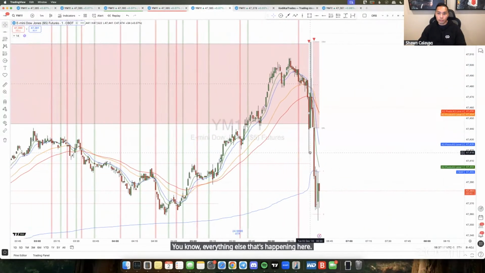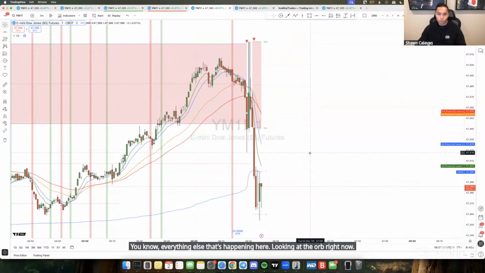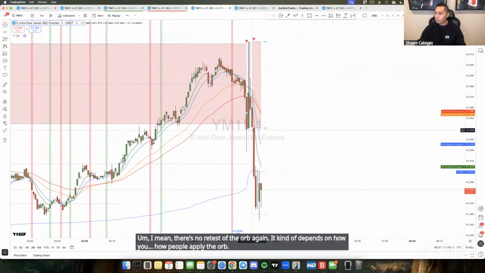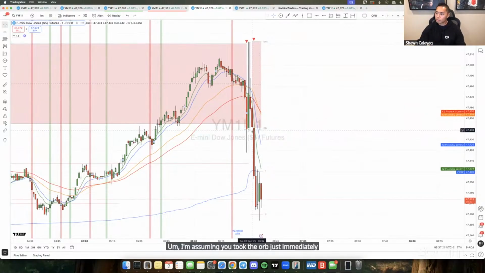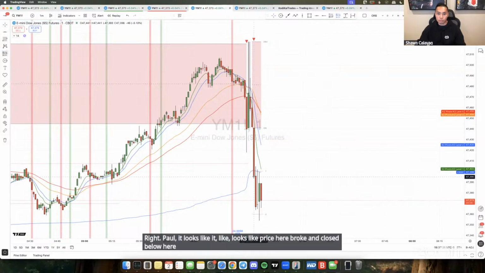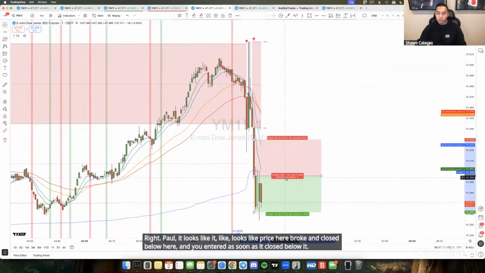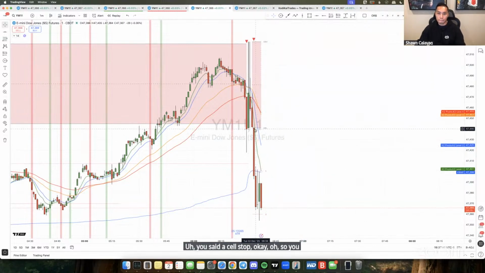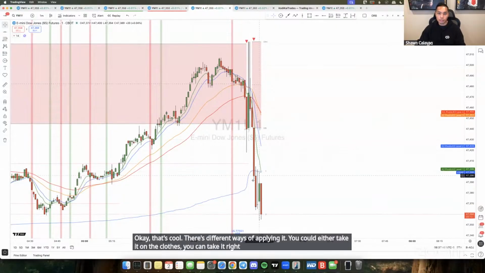Looking at the ORB right now, there's no retest of the ORB. Again, it kind of depends on how people apply the ORB. I'm assuming you took the ORB just immediately on close, right, Paul? It looks like price here broke and closed below here, and you entered as soon as it closed below it. You said a sell stop. Okay, so you took it right at the break. That's cool. There's different ways of applying it. You can either take it on the close, you can take it right at the break, you can take it on the retest.